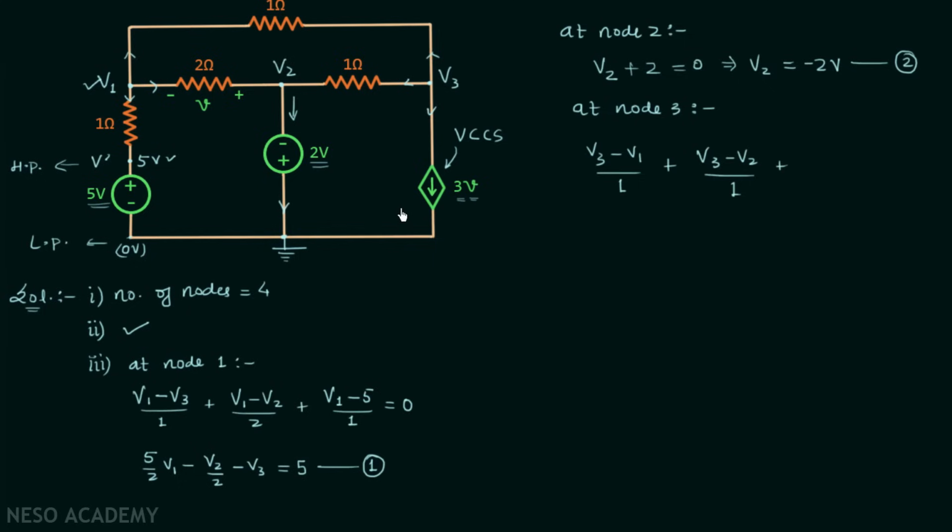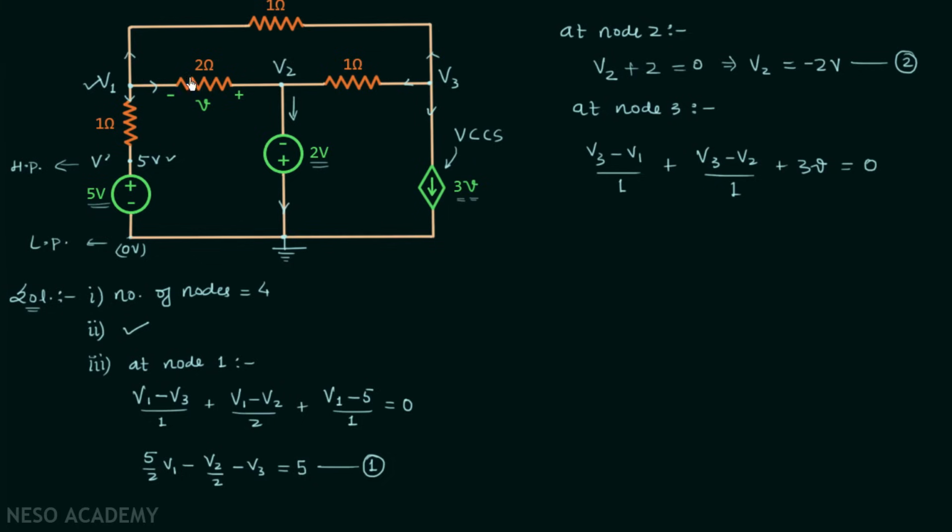The reason is very simple. We are having one current source providing 3 times V as the current in this branch. So this current is equal to 3 times V, equal to 0. Now focus on this resistor.